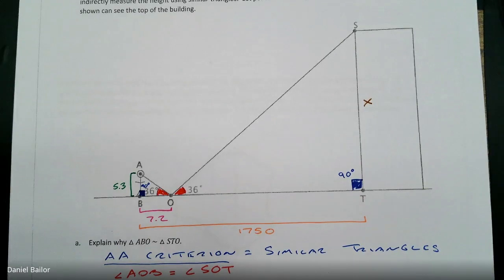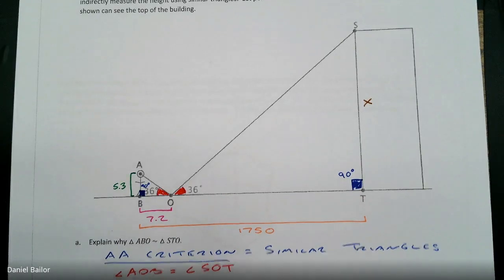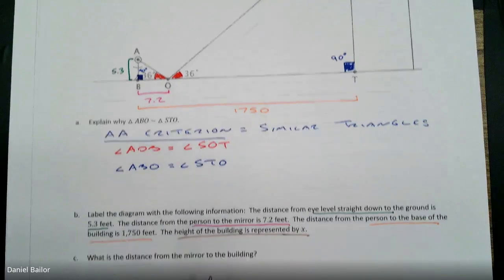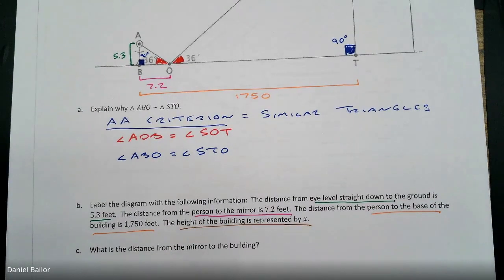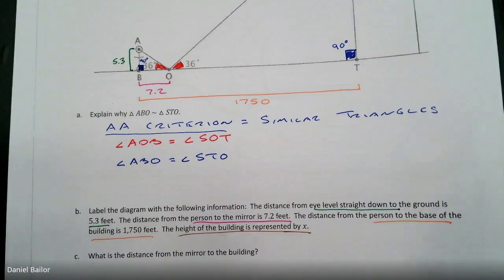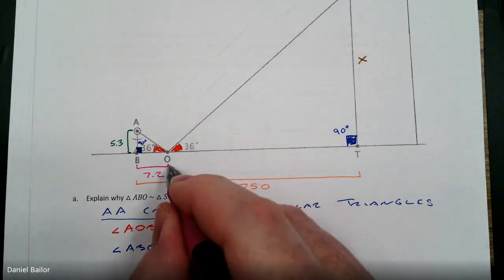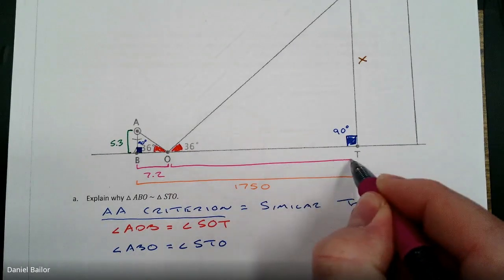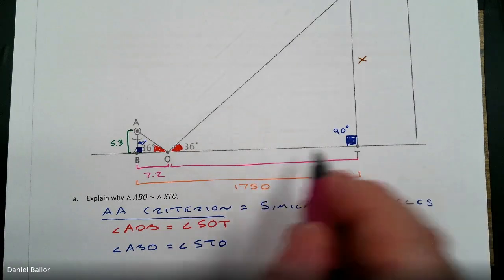There we go. So now we're almost ready to go. Part C, what is the distance from the mirror to the building? Now it's asking us, what is this one right here, from the mirror to the building?